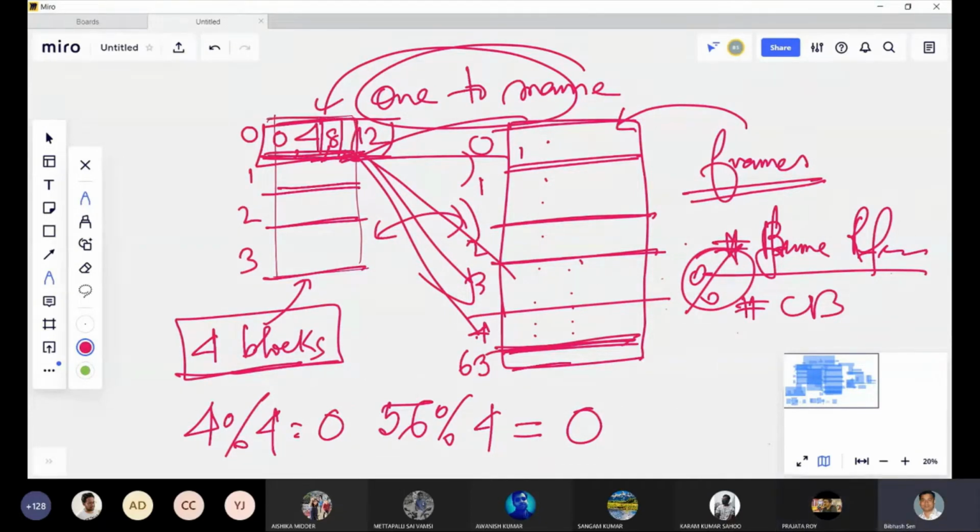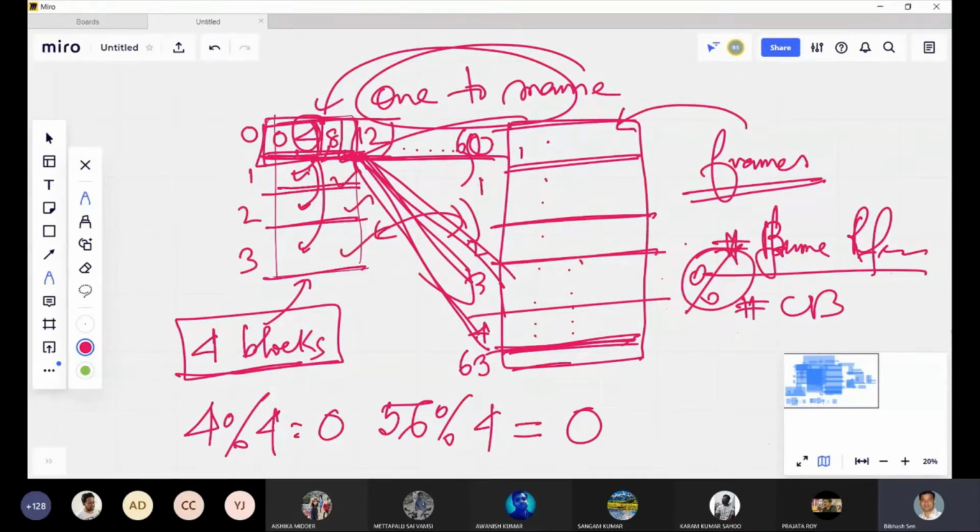One particular location can be used by, I can't say shared, can be used because at a time only one page block can be present. Either 0, 4, 8, 12, in this way, up to maybe 60. Any one of these pages can be present here. Okay, so it is a one-to-many function.